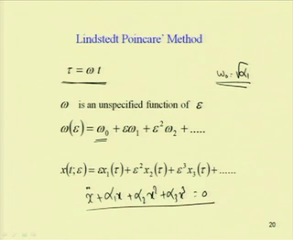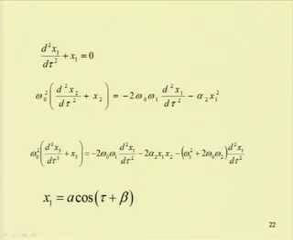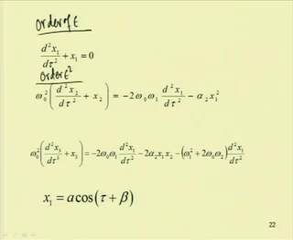we get a set of equations by ordering with the order of epsilon. So this is the order of epsilon, the order of epsilon square, and the order of epsilon cube.